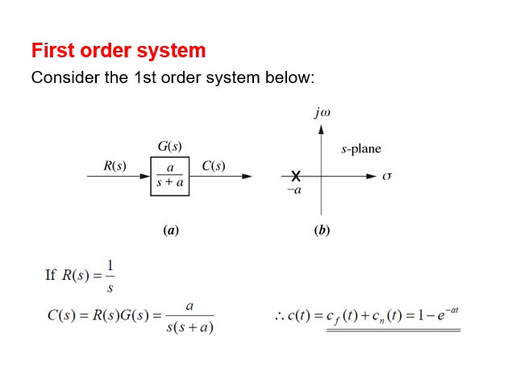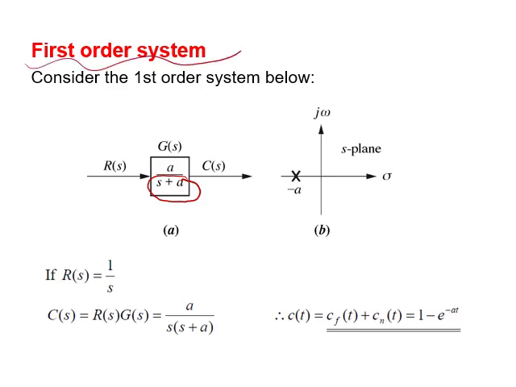The systems in general are classified as first order and second order. So here we are going to start with first order, and we'll understand the meaning of first order. First order means the denominator of the transfer function is a first order equation, or I can say the transfer function of the system has only one pole, not more than one pole. If the transfer function has one pole, we consider it a first order system.